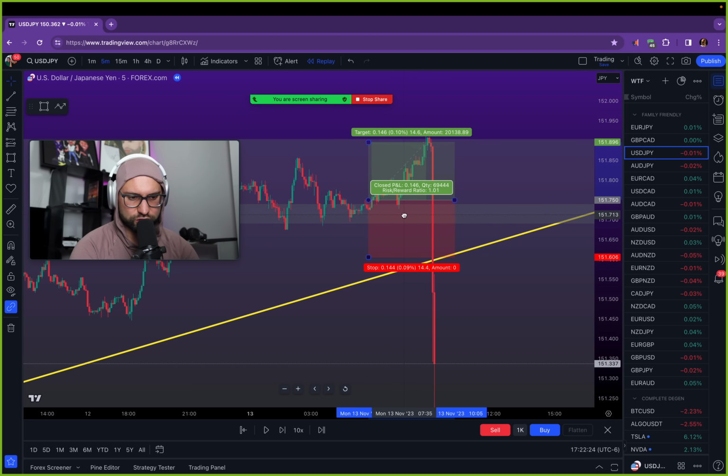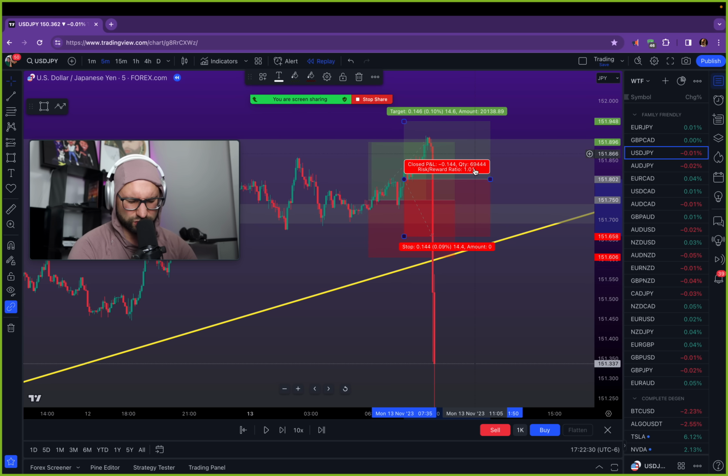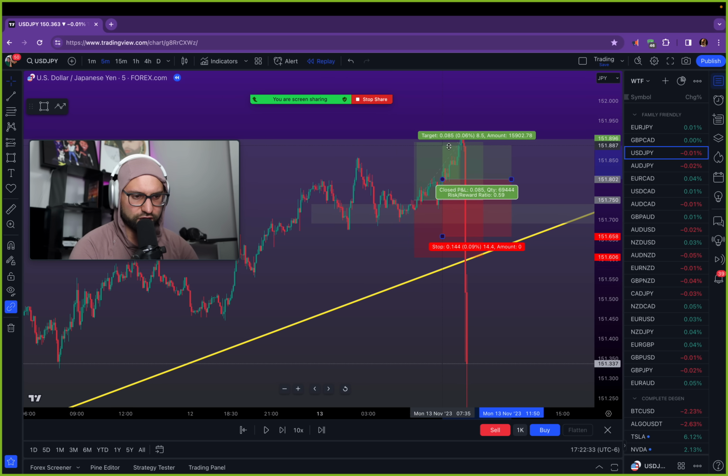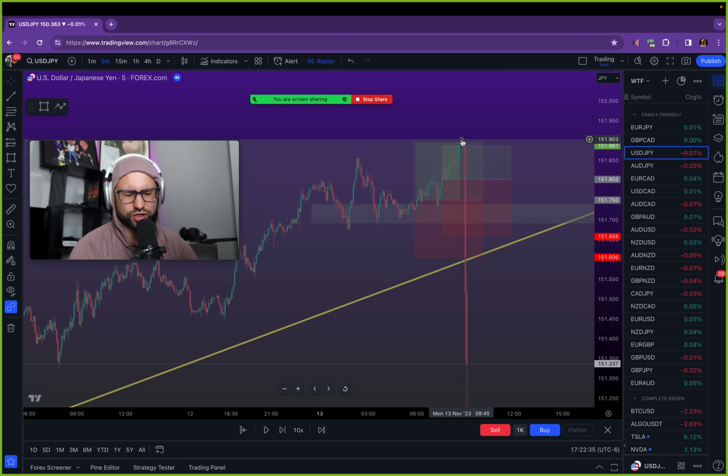I actually think my first position was down here. My second position was added after it pushed up here, and then it came back, and then I added as it was going up. When price pushed up here, it made a higher high. I closed, and fortunately yesterday I closed, and then it ended up having this huge crash.